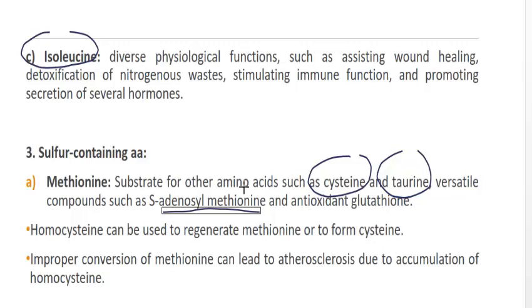So now, homocysteine can be regenerated from methionine itself, or it can be used to form cysteine. If there is improper conversion of methionine, that can lead to atherosclerosis, a very common disease, and this is because of accumulation of homocysteine. Clear?